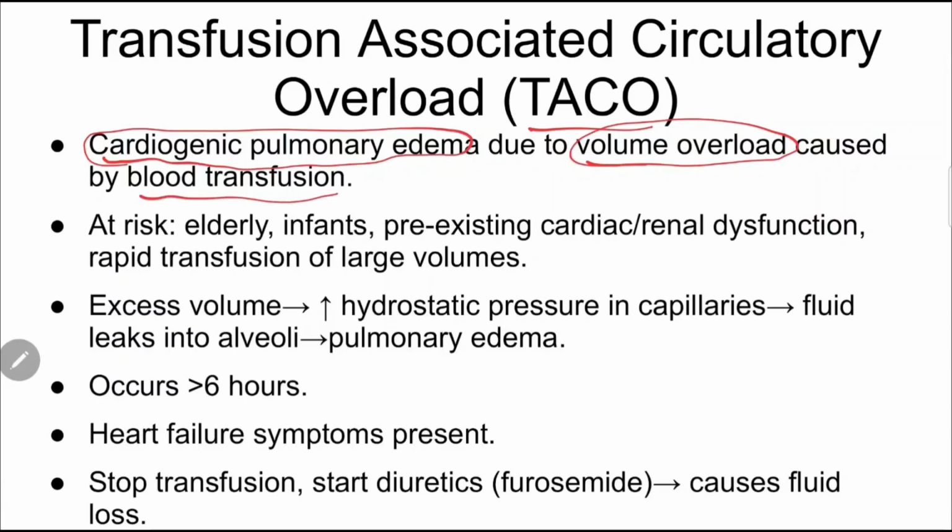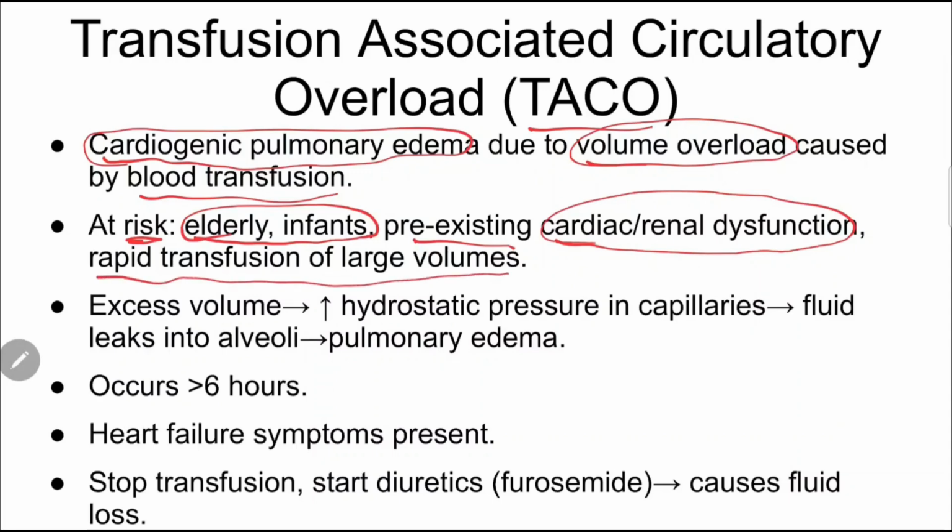Now normally this is not a huge problem and it's not very evident, but it is especially evident in patients who are at risk. So who is at risk? They are going to be elderly and infants. The reason being because their hearts are weak and they cannot handle that much volume that is coming in, right? Or patients who have a pre-existing cardiac or renal dysfunction, right? So patients who have renal artery stenosis or long-standing heart failure or cardiac problems like MI, right? So people who have a cardiac or renal problem, or rapid transfusion of large volumes.